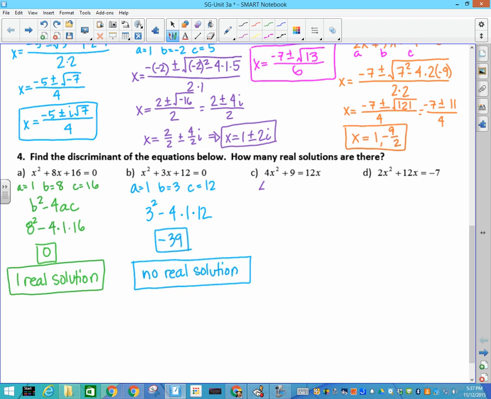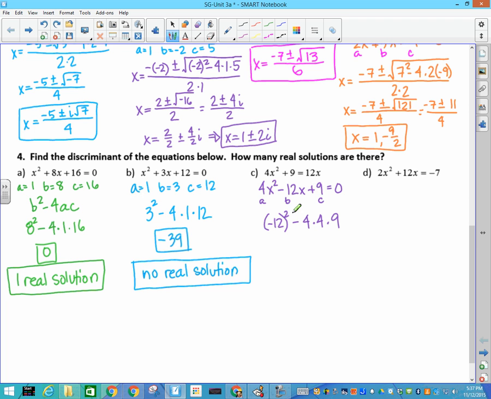4x squared plus 9x equals 12x. I got to get it all equal to 0. So 4x squared minus 12x, because to bring that over I subtract, plus 9 equals 0. And so there's my a is 4, b is negative 12, c is 9. So b squared, you got a negative number, y'all, put parentheses around it before you do anything else. Squared, b squared minus 4 times a times c.